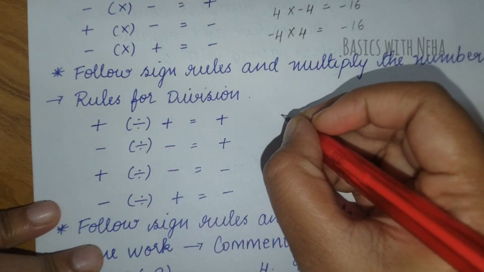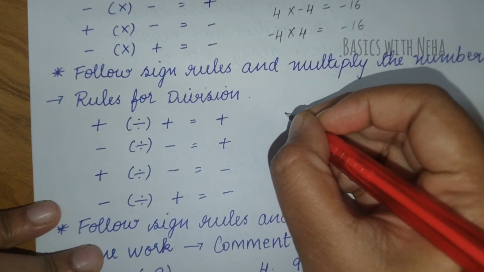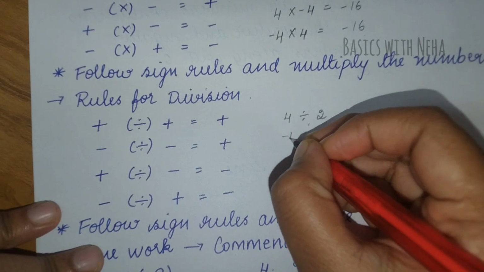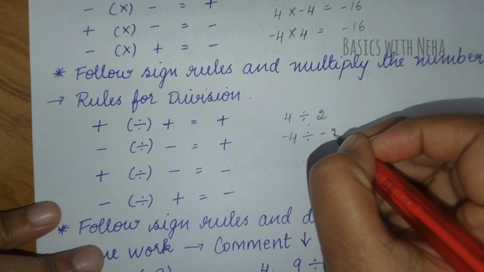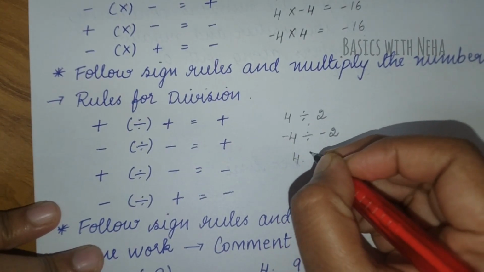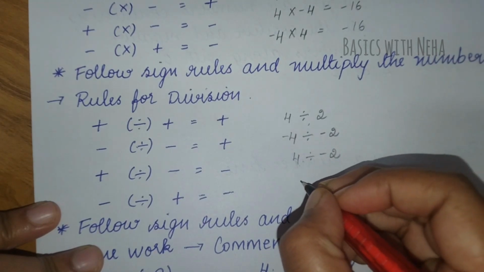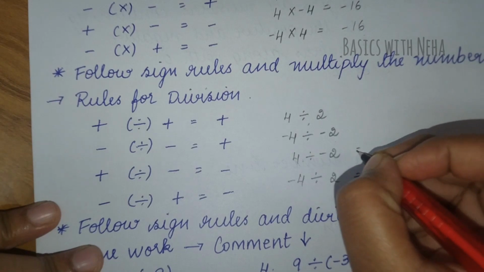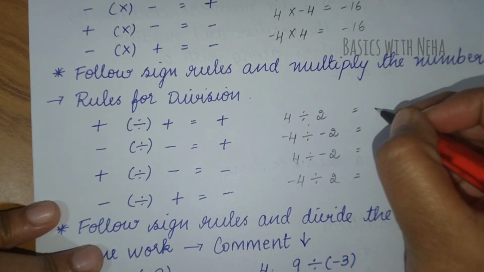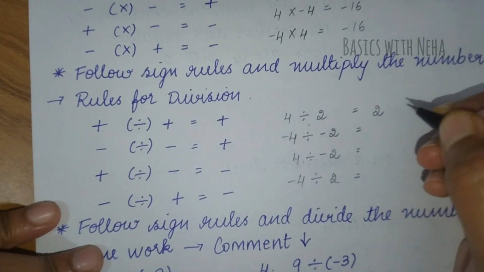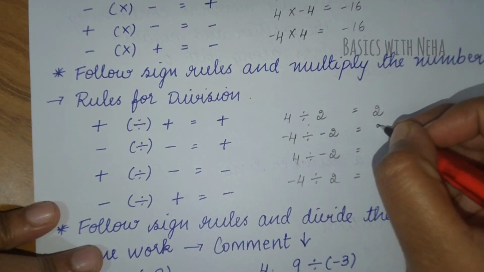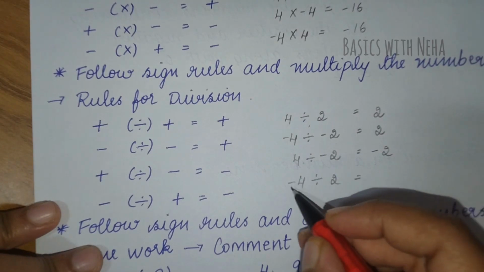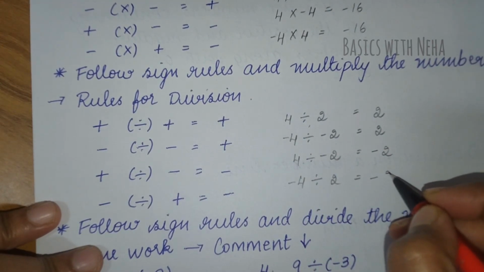And in division also it's the same way. Let's take the division of 4 divided by 2, minus 4 divided by minus 2, 4 divided by minus 2, minus 4 divided by 2. So in this case, plus plus is plus, so that will be 2. Minus minus is plus. It will be 2. Plus minus is minus. It will be minus 2. Plus minus is minus. It will be minus 2.